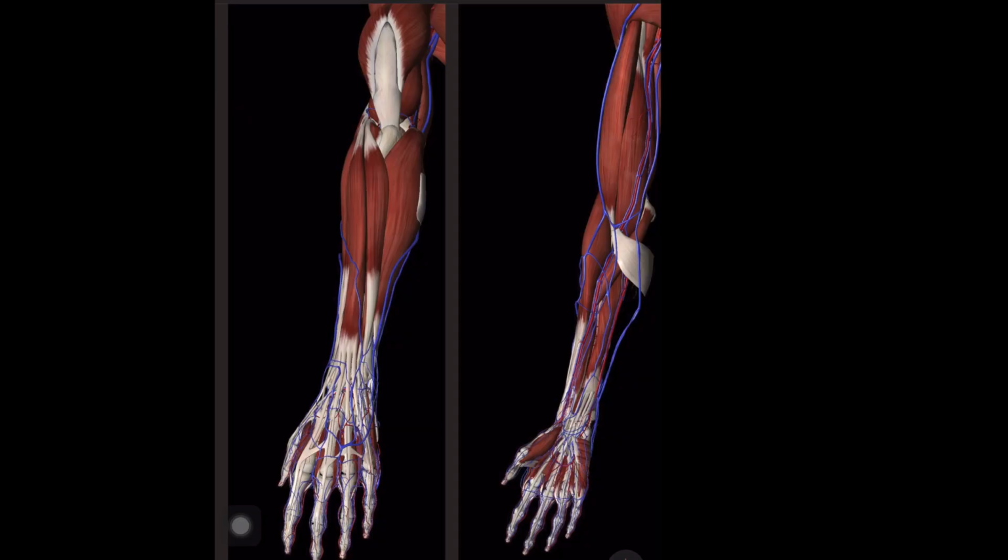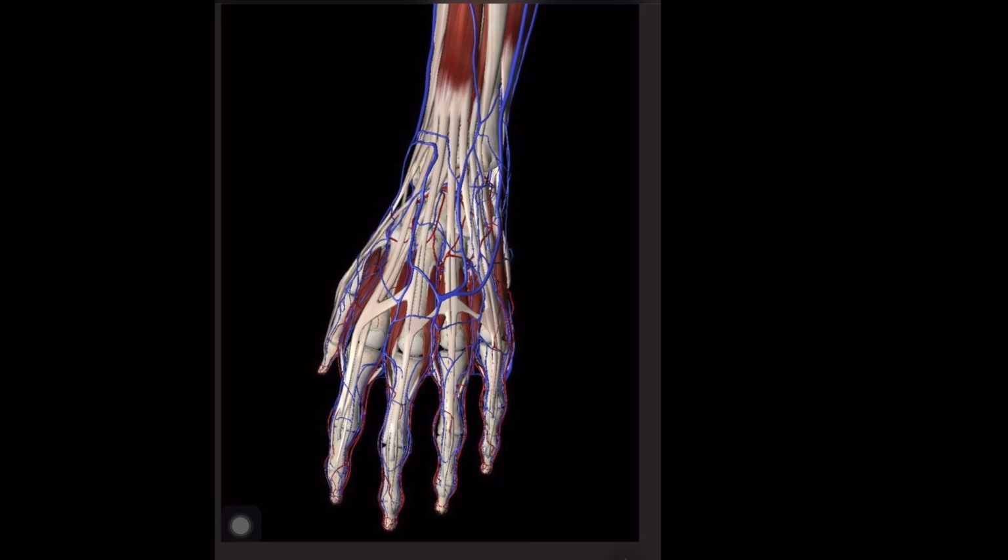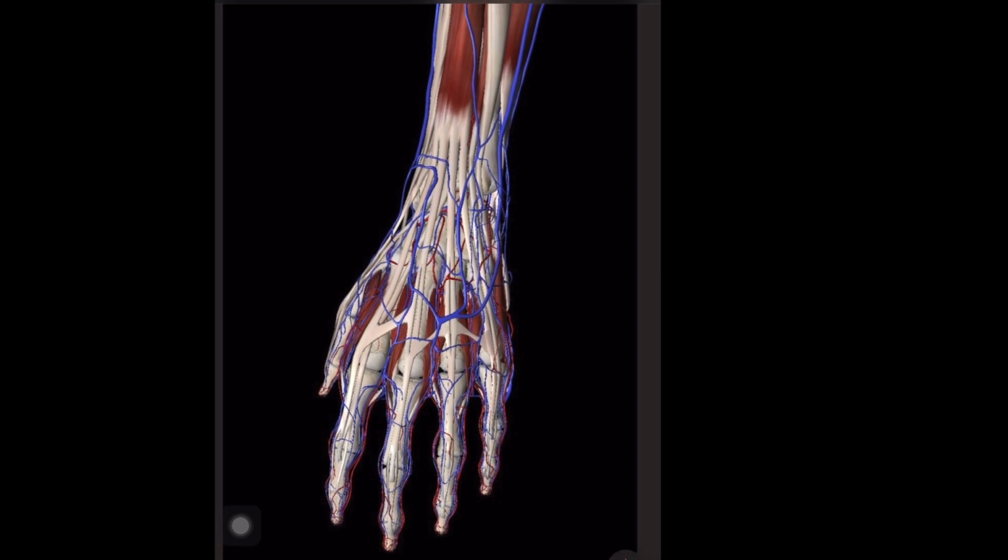Here I am going to describe the upper limb vein anatomy that is especially relevant to IV cannulation. This is the ventral aspect of the arm, and this is the dorsal aspect of the arm. When you look at the dorsum of the hand, there is a network of veins. These are the digital veins and these are the metacarpal veins.